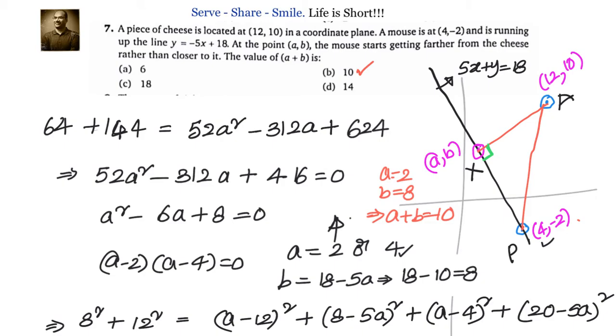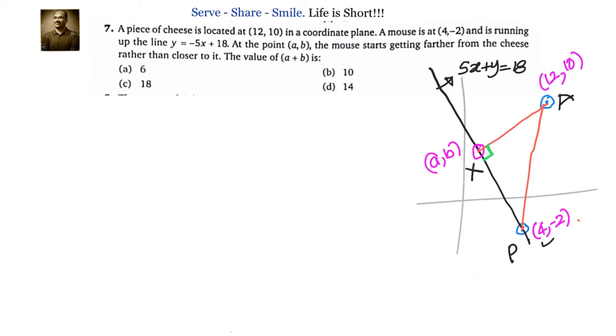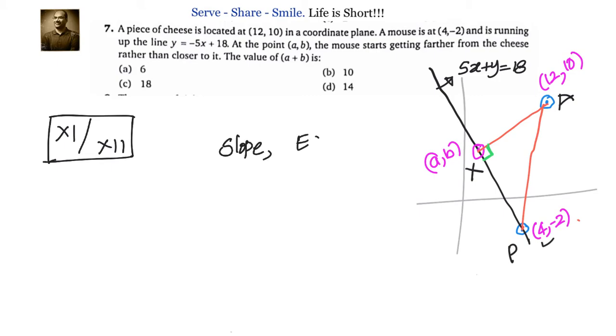Now let us solve the same problem using the equation of straight lines and slopes of perpendicular lines concept, and see whether that makes it a little bit easier than what we have done now. Now we know that straight lines AX and PX are perpendicular to each other. So the equation of straight line PX is 5x plus y equals 18.